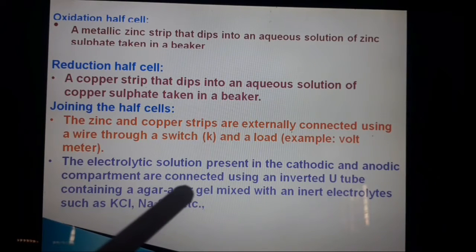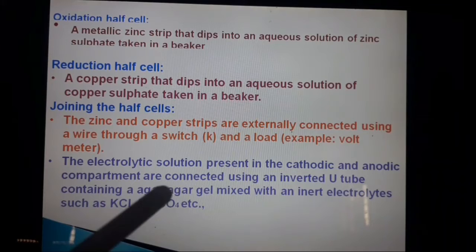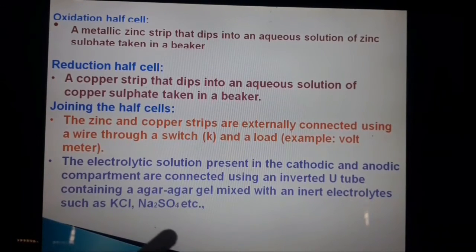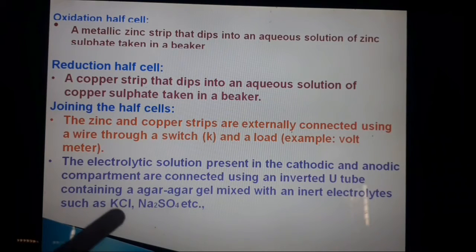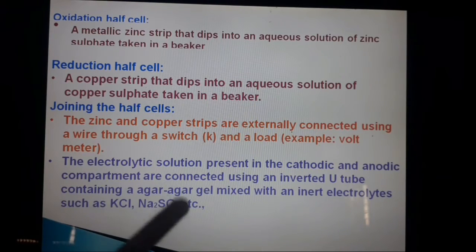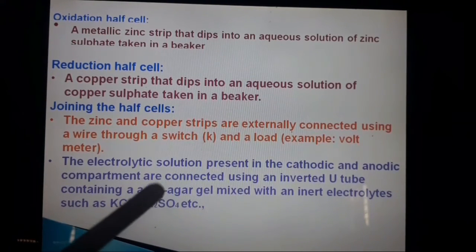In this picture, one U-tube is inverted and fixed with two beakers. Inside the U-tube, agar-agar gel is mixed with an inert electrolyte, potassium chloride or sodium sulfate. Any one of them is kept with the agar-agar gel. Agar-agar gel is mixed because it is a medium for this.